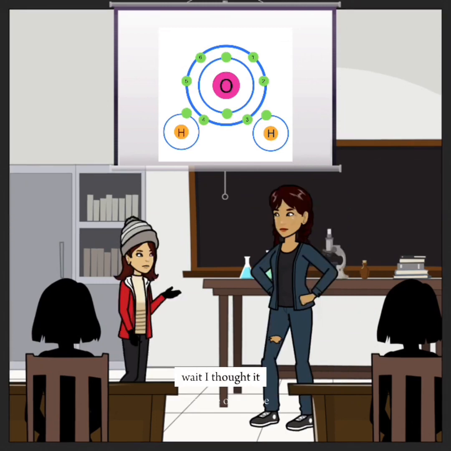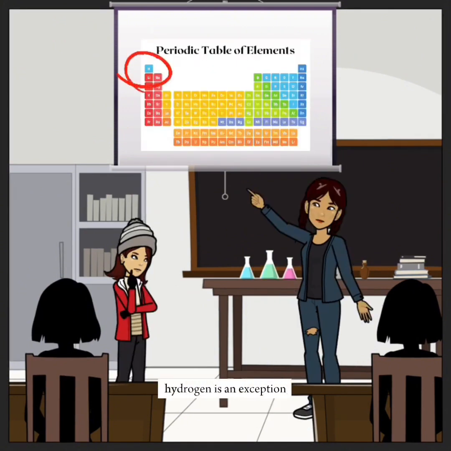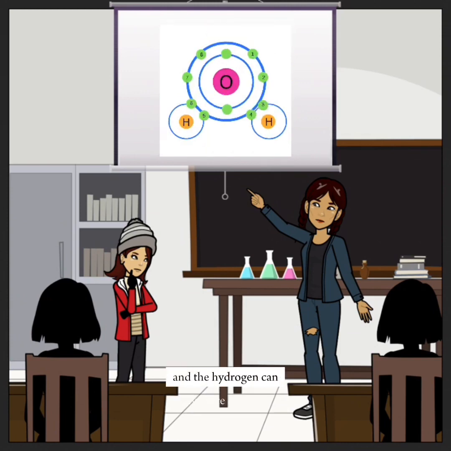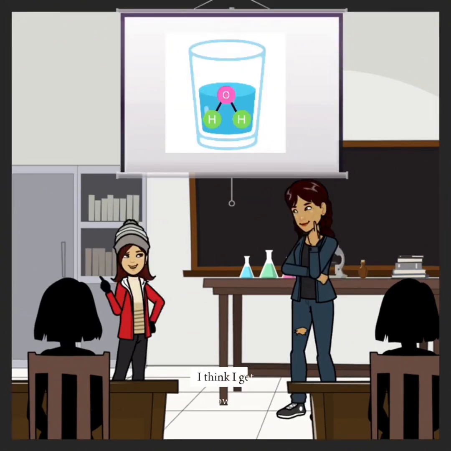Wait, I thought it was the octet rule, meaning 8 electrons. Hydrogen is an exception. It wants to be stable with 2 valence electrons, just like the noble gas helium. Since oxygen needs 2 electrons to make 8, and the hydrogen can only share 1, oxygen bonds with 2 hydrogen atoms. This forms water. I think I get it now.